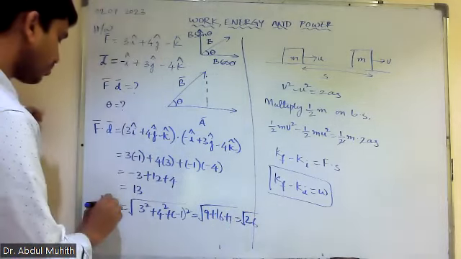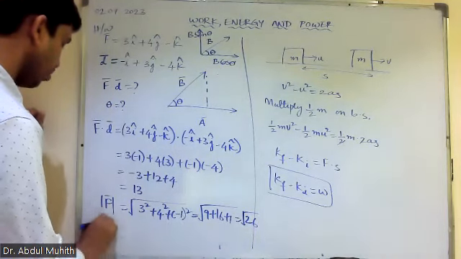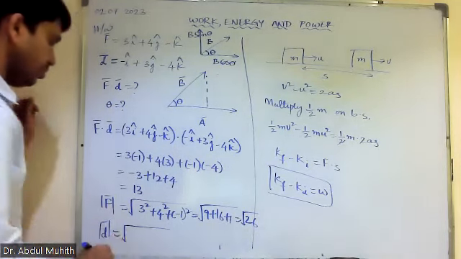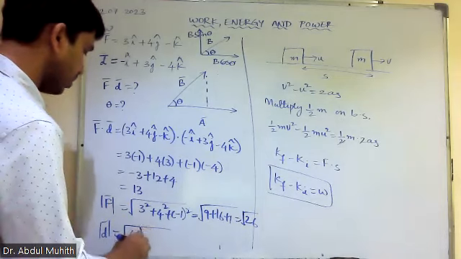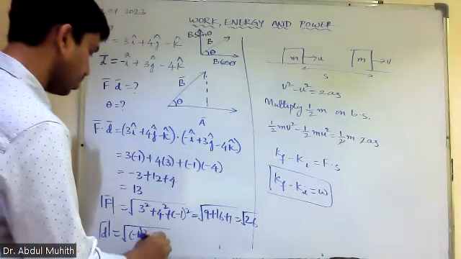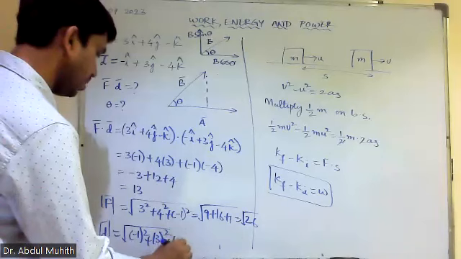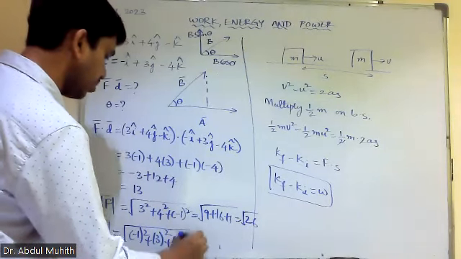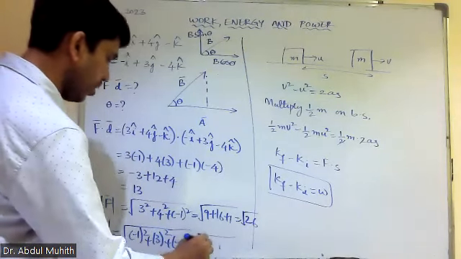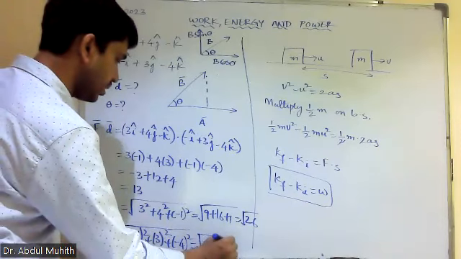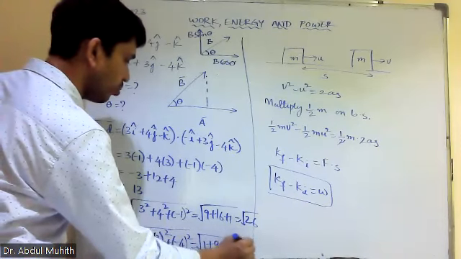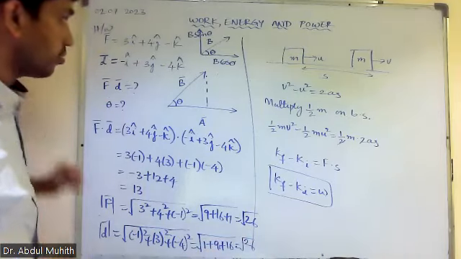Similarly, modulus of D is equal to how much? Minus 1 square plus 3 square plus minus 4 square, which is equal to under root of 1 plus 9 plus 16. That is again equal to root 26.